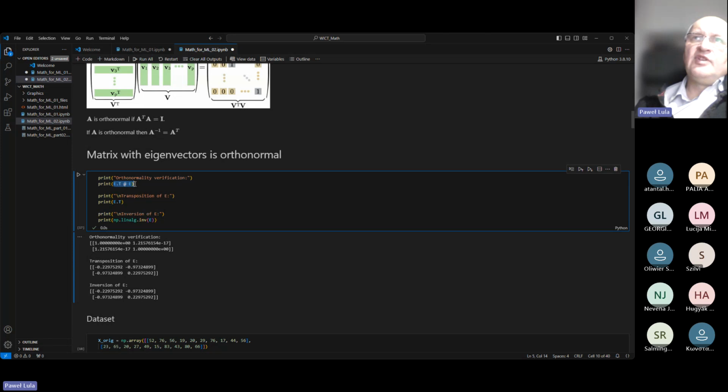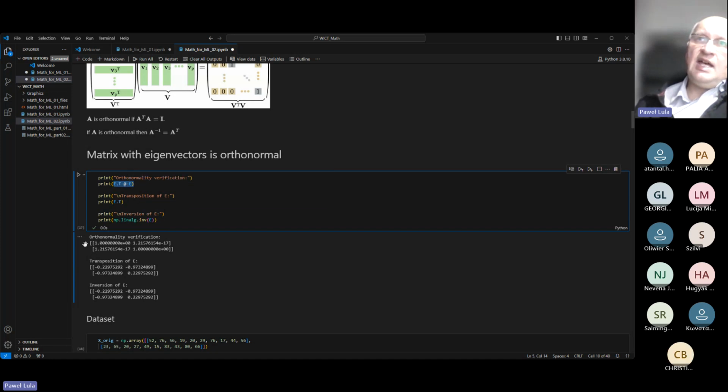Please check this product. E is a matrix with eigenvectors, and we multiplied the transposition of this matrix by this matrix. And the result is here. We see values equal to 1 on the main diagonal, and elements which are out of this main diagonal are equal to 0. We discussed it 2 days ago, that these values practically are equal to 0.